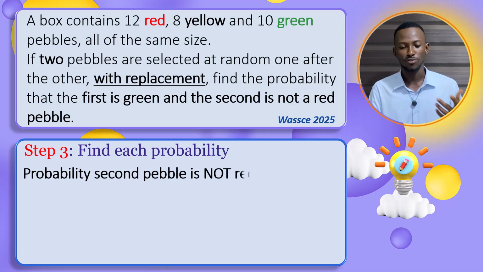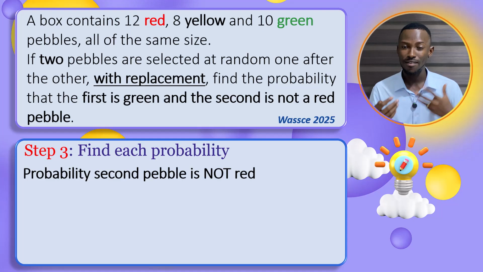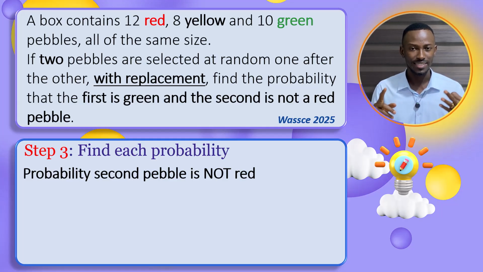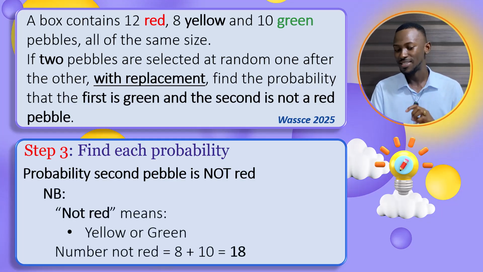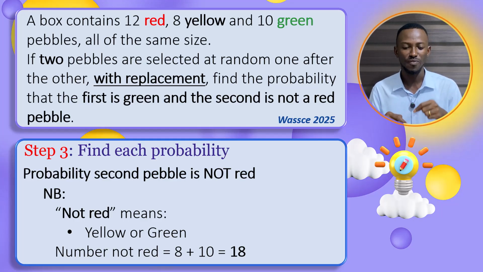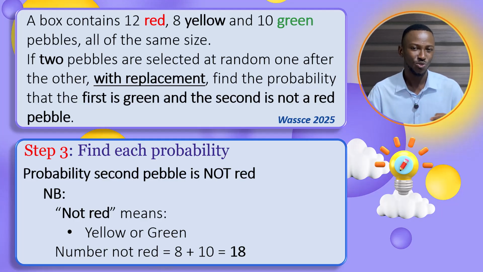Now the second thing we have to do is to find the probability that the second pebble is not red. Now we have three options. We have red pebble, yellow pebble, and green pebble. And we have to find the probability that the option we are choosing will not be red. What that means is that we are choosing either a yellow or green pebble because we do not want to choose red. So what we need to do for this side of the question is to find the total of pebbles that are not red. I think you get that.